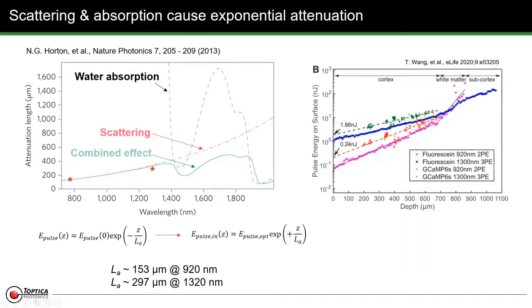So here we had, say, 0.24 nanojoules for 2-photon at 920 nanometers. As you go deeper into the brain, the amount of energy you need at the surface increases exponentially. This is a log plot, of course, so linear here is exponential. And the attenuation length that you get for 920 nanometers is on the order of 150 microns, and at 1320 for 3-photon is around 300 microns. And then that changes when you go from the cortex into the white matter as well.